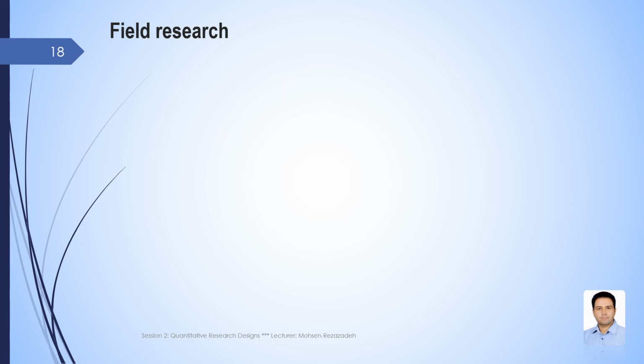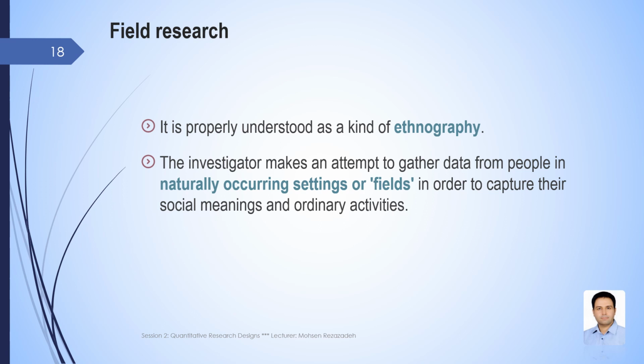The last type of non-experimental research is called field research. It is properly understood as a kind of ethnography. In fact, the investigator makes an attempt to gather data from people in naturally occurring settings or fields in order to capture their social meanings and ordinary activities. This is why we call it field research, because it is something that happens in the field. You, as the researcher, should enter the field and start gathering information.